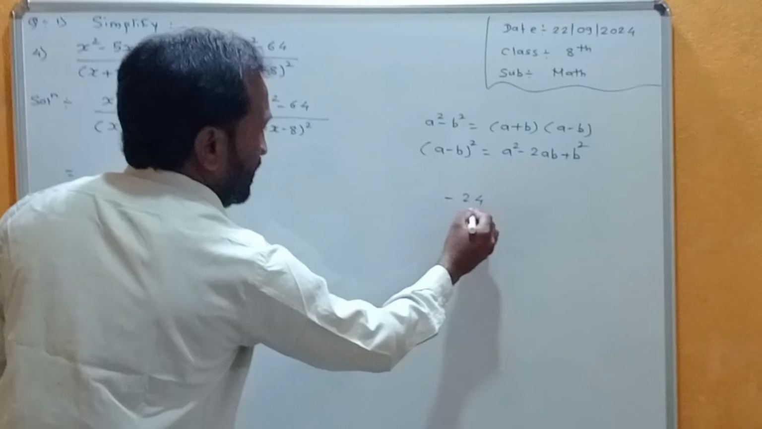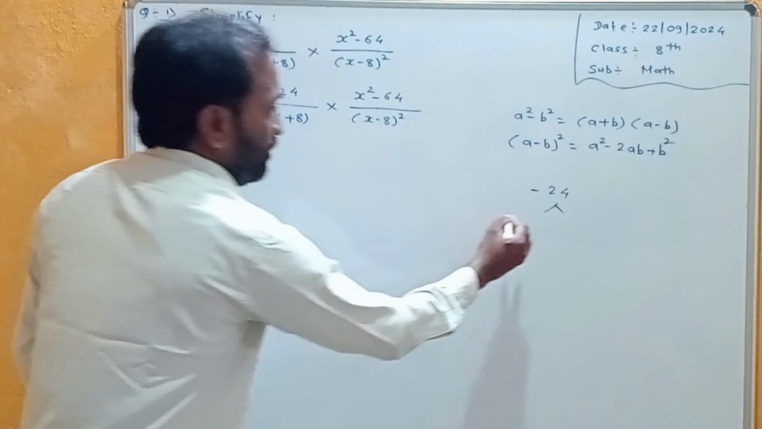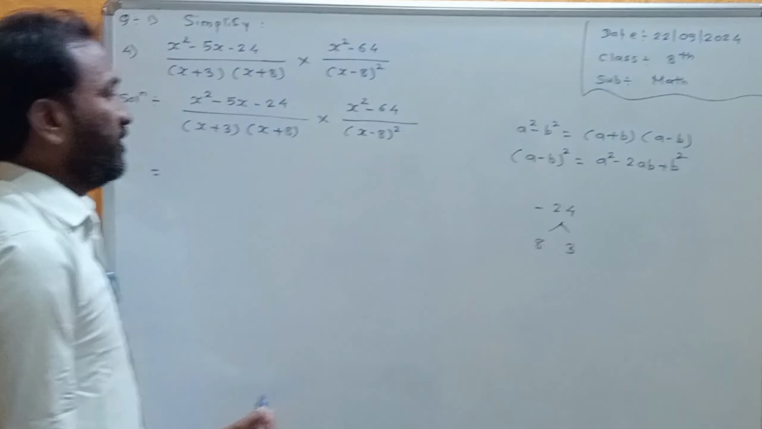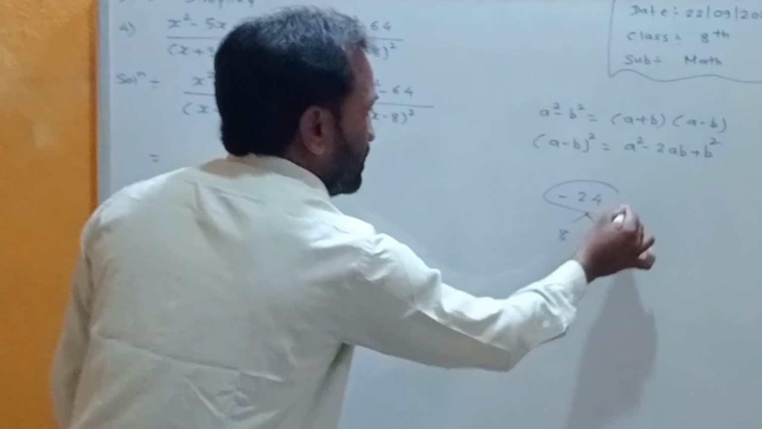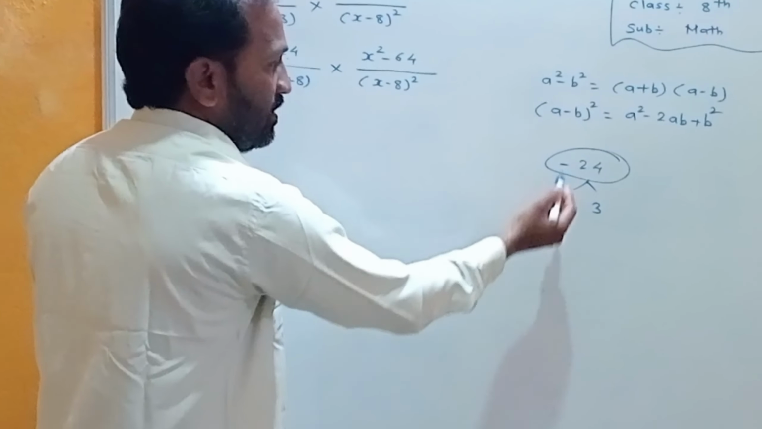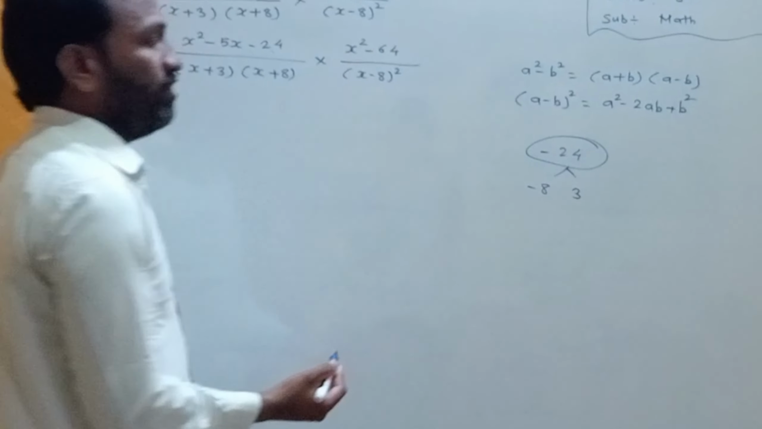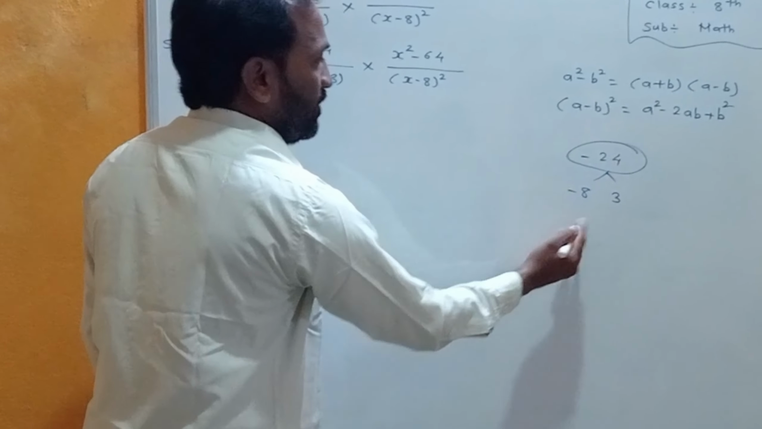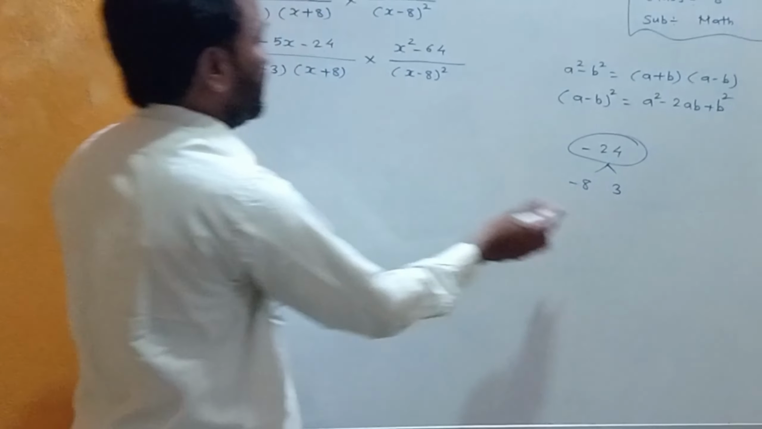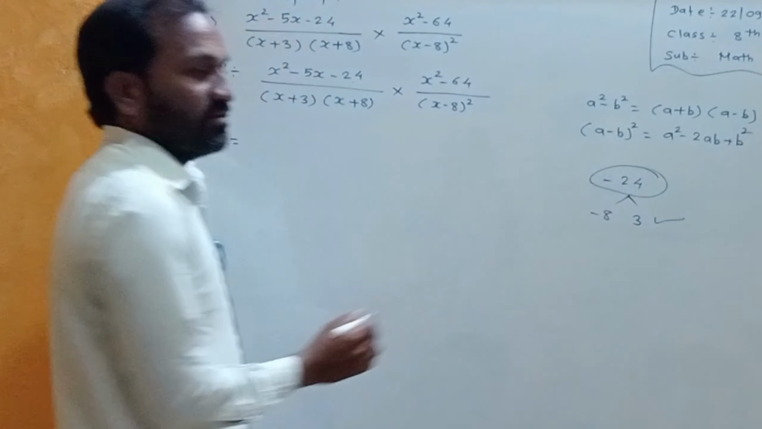So what is the factor of −24? The multiplication of −24. 8 × 3 is 24. −5 is the addition, and the condition is −24 for multiplication. So 8 × 3 is 24, −8 into +3. Minus into plus is minus. 8 × 3 is 24. −8 + 3 is equal to −5. This is the factor: −8 and +3.